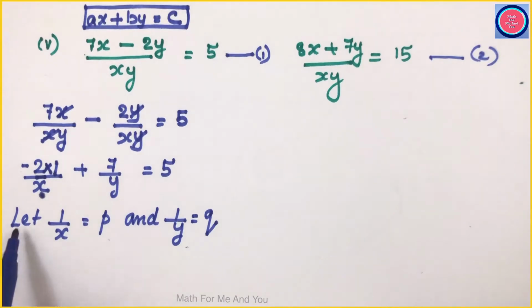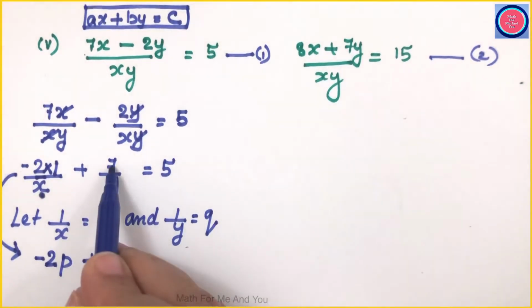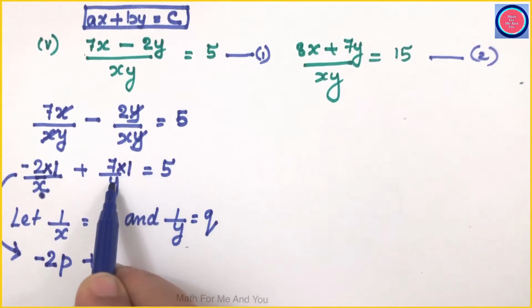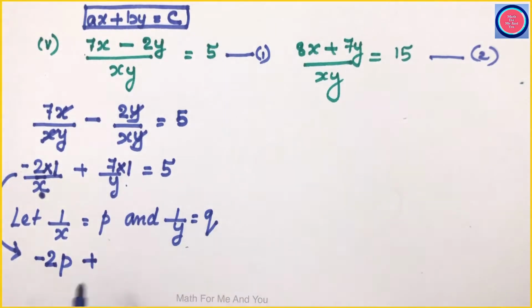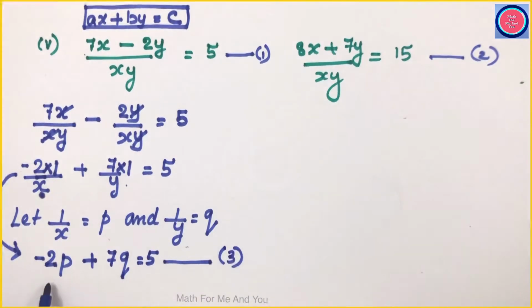So in this equation we change it to minus 2p. Next is 7 times 1 over y. What is 1 over y? It is q. So we write 7 times q, it is 7q, is equal to 5. See, this is of the form ax plus by equals c. Now we can mark this as equation number 3.